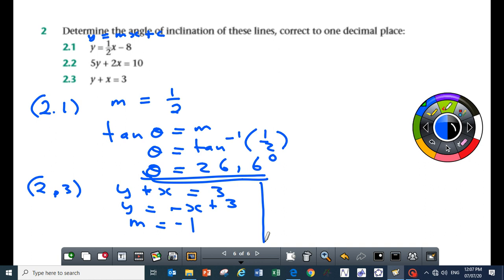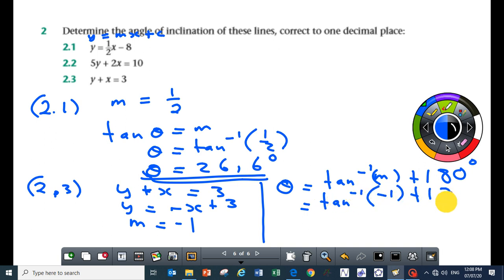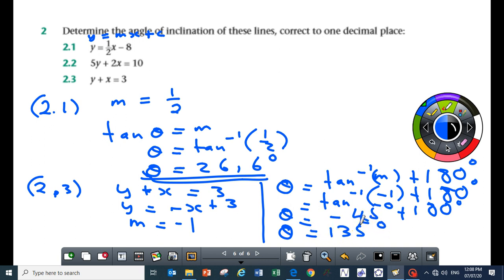So for your angle of inclination, use the second formula, theta equal to shift tan of minus m plus 180 degrees. So here you get shift tan of minus 1 plus 180 degrees. The good thing is that this gives you minus 45 degrees plus 180 degrees. So your theta is going to be 135 degrees. This angle on the board doesn't look like 135, I think my board is not calibrated properly because of the wind, but this angle here is 135 degrees.